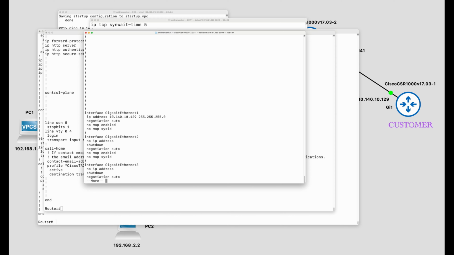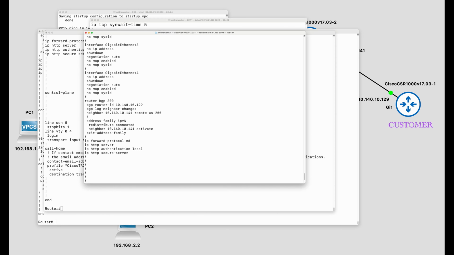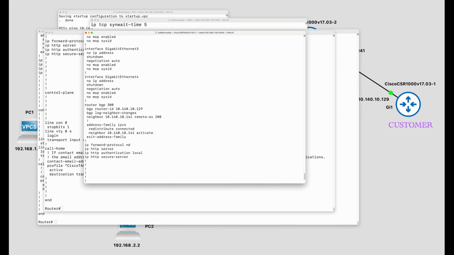So the Gigabit Ethernet 1, that is what is connected to the edge router, and its IP is set to 10.140.10.129. No VRFs or anything like that here. And here is the very simple BGP, and no VRF, and it is on the global address table. The neighbor is 10.140.10.141 on the edge router, and redistribute connected will ensure this network is distributed.